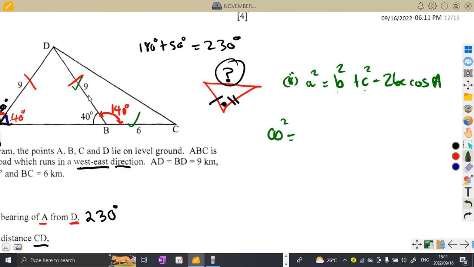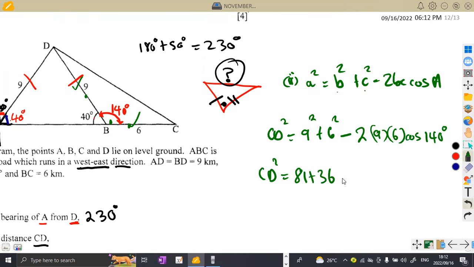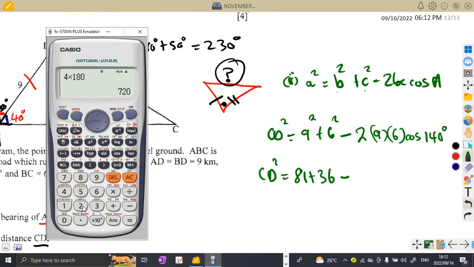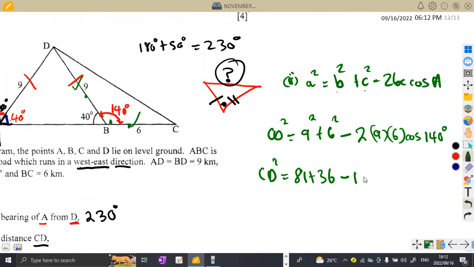The side that we want to calculate, CD squared, is equal to 9 squared plus 6 squared. You can start with any of these two sides, okay? So I'm just going to start with 9. So it's 9 squared plus 6 squared minus 2bc, which is the product of both sides again, 9 and 6. So it's going to be 2 times 9 times 6 times the cosine of the angle between the sides, and this angle is 140 degrees. From there, we can simplify. CD squared is equivalent to 9 squared, that is 81, plus 6 squared, that is 36, minus 2 by 9 by 6, which gives us 108, so it's 108 cos 140 degrees.